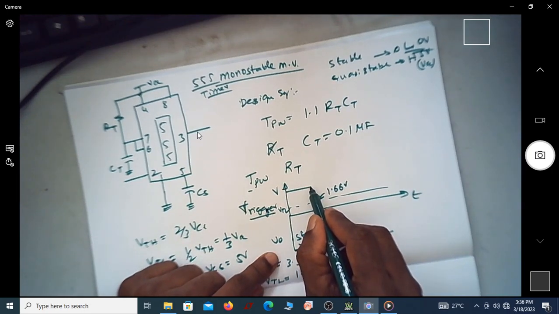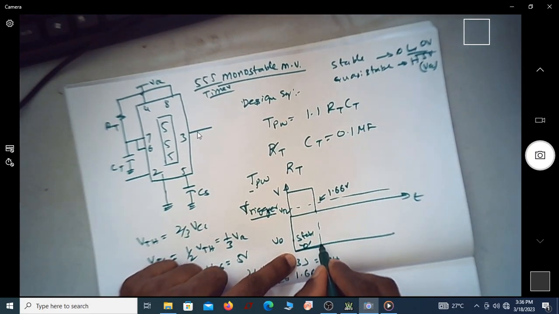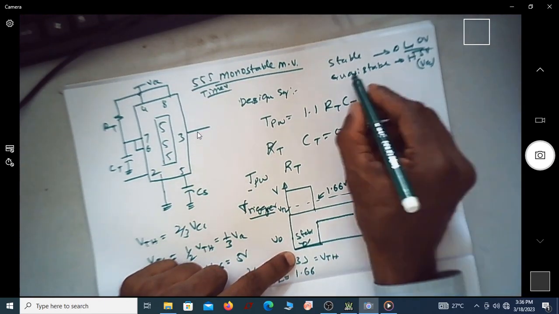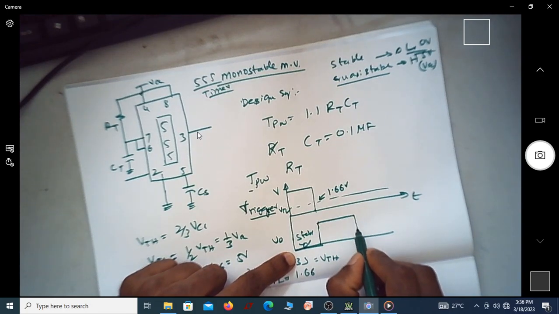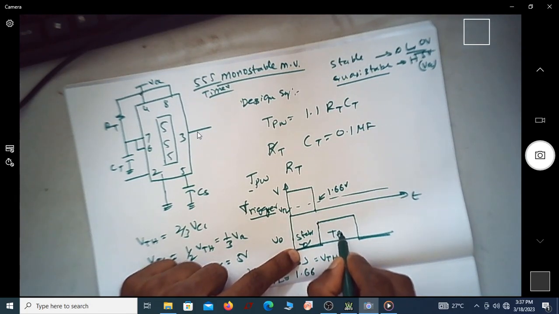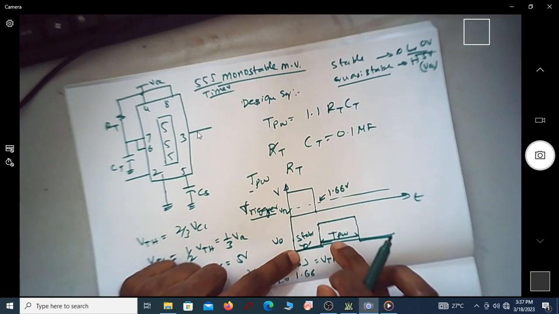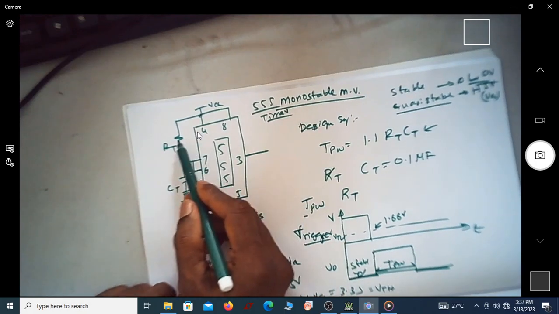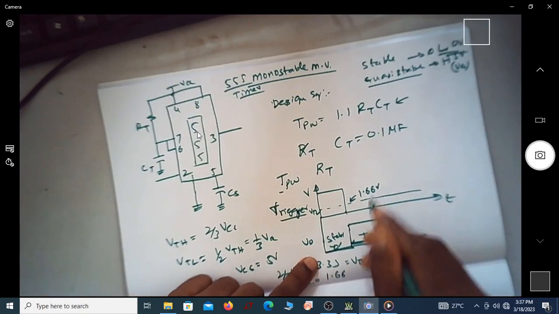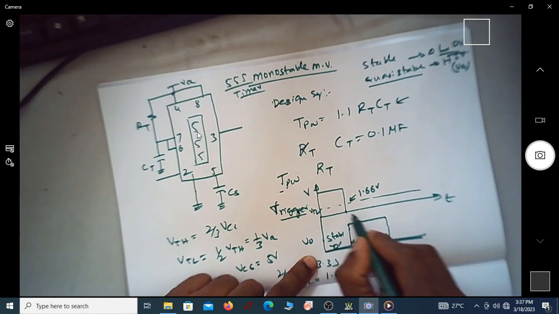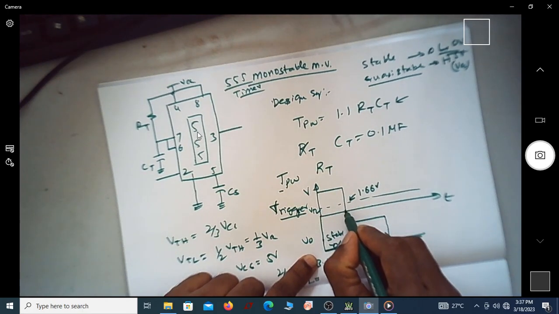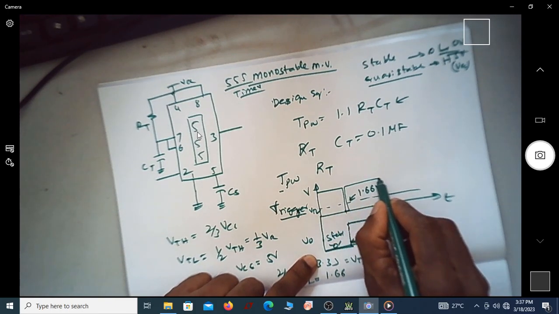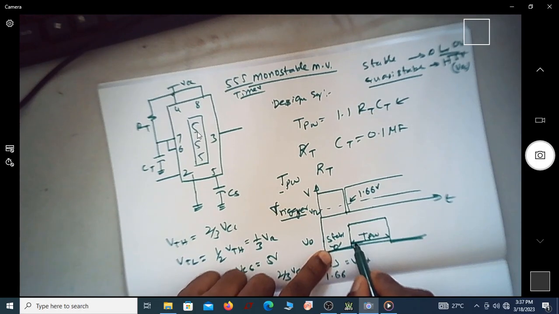Once the trigger signal goes less than VTL, the output goes to the quasi-stable state and remains there for a predefined period, T PW. This is the PW, that is the pulse width, which is decided by the timing resistor RT and capacitor CT in this circuit. Of course, this trigger signal should go back to its high state as soon as possible, so that you get a pulse width of this much.